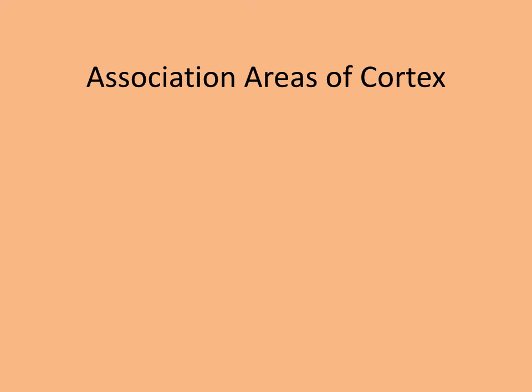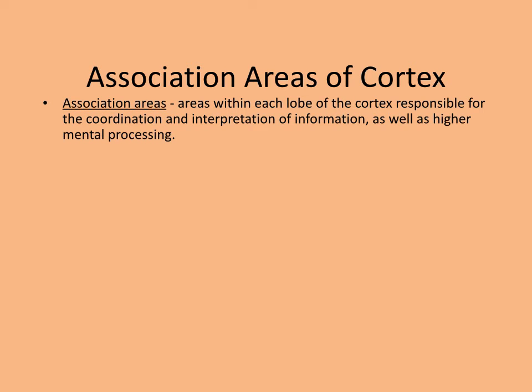Now, your association areas. These are areas within each lobe responsible for certain types of things. However, we don't know exactly where they're located. So these are areas within a cortex responsible for some sort of interpretation of information.